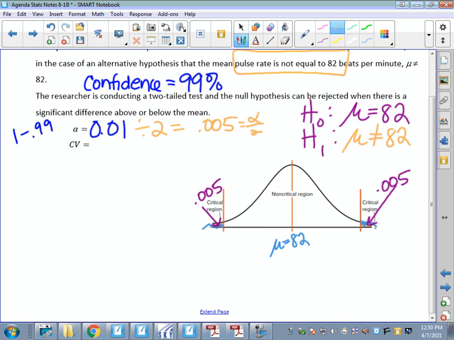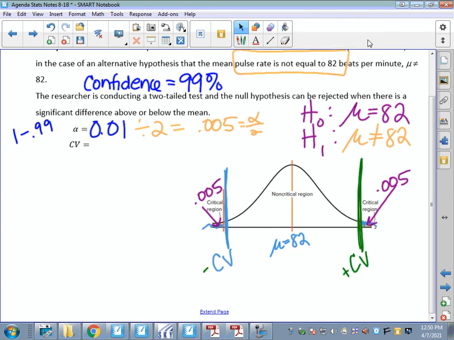I'm going to search for 0.0050, and I'm going to look and see what that is. When I search for 0.0050, I'm actually looking for this CV right here. But I know it's going to be a perfect symmetric match to this CV down here. So I'm going to have one negative and one positive, same values. So when I look up 0.00500, I believe that gets me a positive and a negative 2.58.